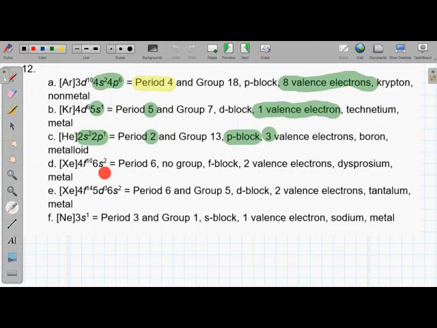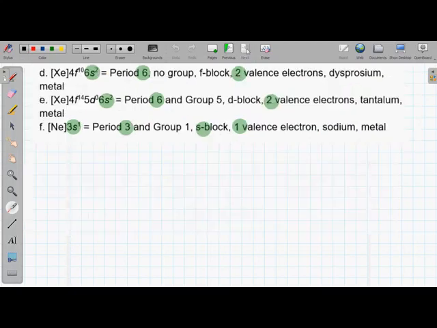D, all right, it's in period 6 because that's the high number there. It's in the f block, so it has no group. 2 valence electrons, so this is dysprosium. And then E, it's in period 6 in group 5, so the outer 2 here, that's 3 and 2, that's 5, so that's in group 5. D block has 2 valence electrons, it's tantalum, and it's a metal.